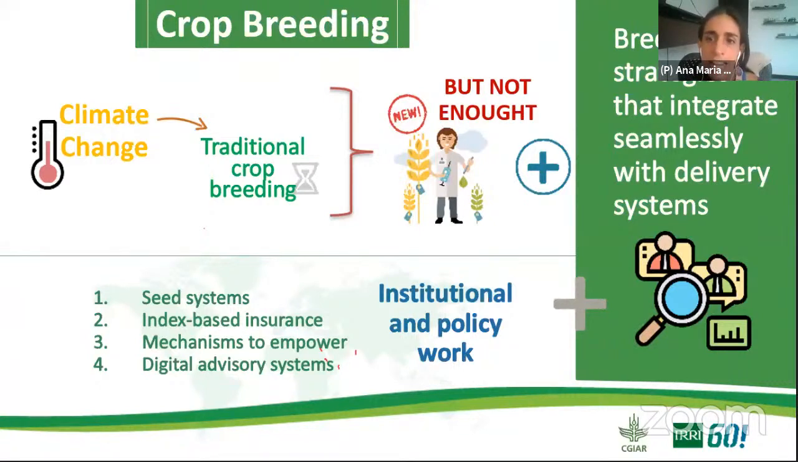And here, the international research community has an important role in terms of advancing institutional and policy work for these breeding strategies. And this is related to thinking about seed systems, index insurance, mechanisms to empower farmers so they can use these new varieties, and very, very important, digital advisory systems. And with that, let's connect to the following slide.